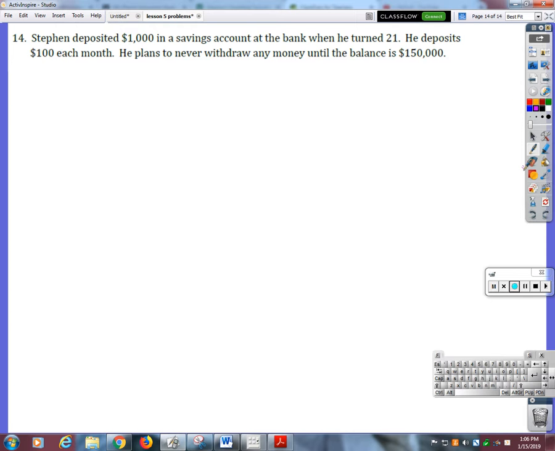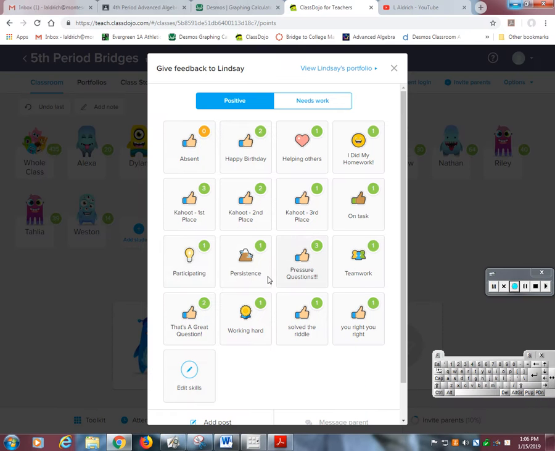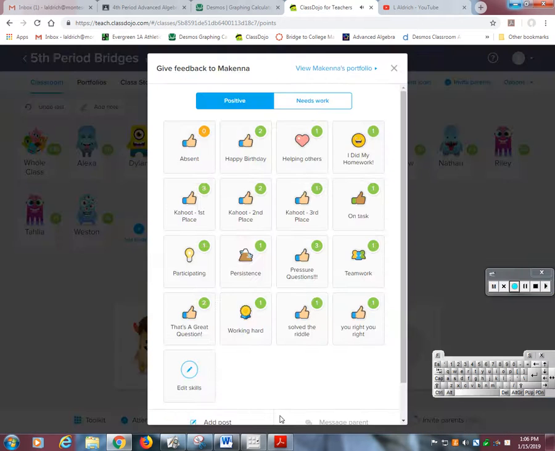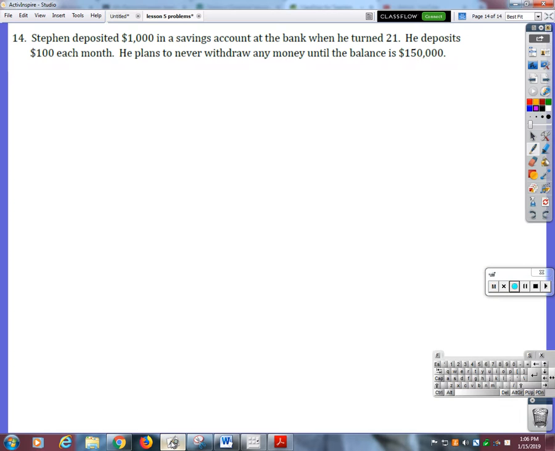All right, then last one. McKenna, Stephen deposited $1,000 in a savings account at the bank when he turned 21. He deposits $100 each month. He plans to never withdraw any money until the balance is $150,000.